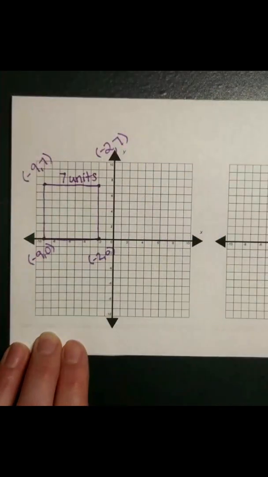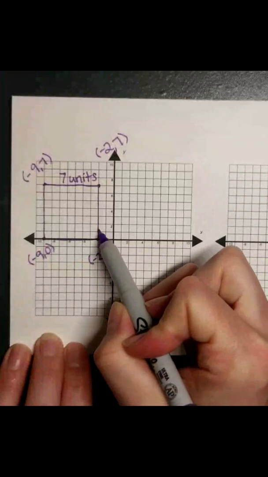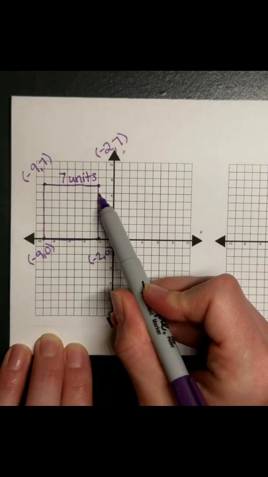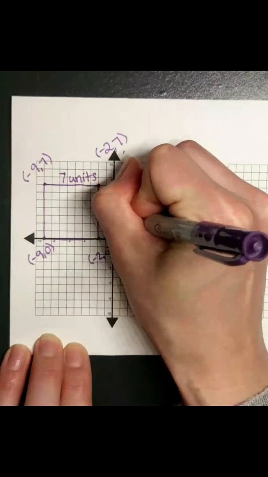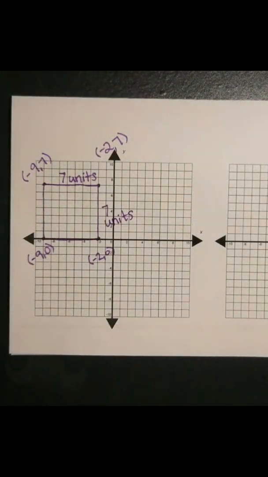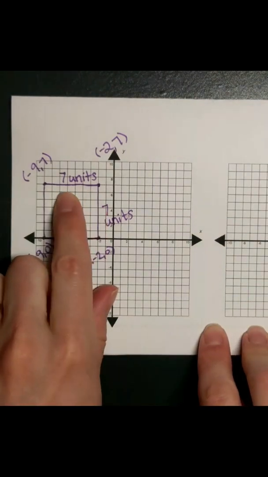I can do the same thing going vertically. Start at one point, count until I get to the other. 1, 2, 3, 4, 5, 6, 7 units again. So each side here is 7 units, which means I do indeed have a square. So one way is I can just count. Think about when we did area, perimeter, and we would count the boxes. Same type of strategy.